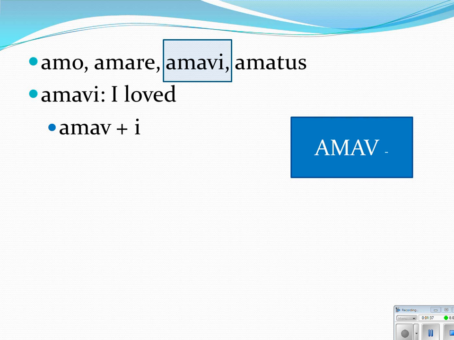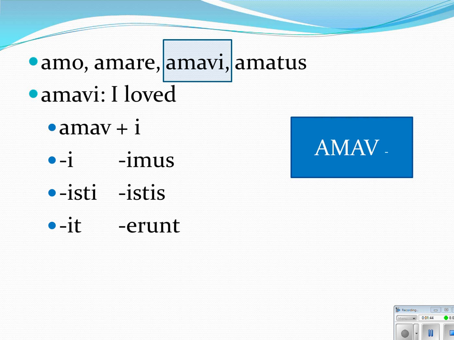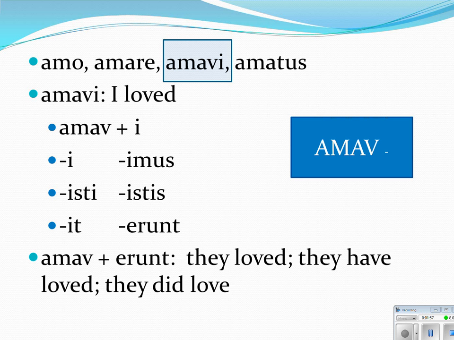You put different endings on it to say different people who are the subject, and the perfect endings are i, isti, it, imus, istis, erunt. And you put these onto the perfect stem. So if you want to say they loved, you use the stem and erunt, or amaverunt, which will mean they loved, they have loved, or they did love.